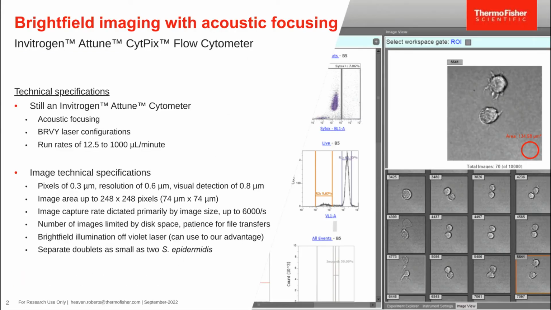So as I mentioned, I'm focusing today on the CytPix, and we can come back to this slide if there are questions, but I just want to emphasize this is still an Attune. And so the Attune cytometer line uses acoustic focusing, and you'll see that we're capturing very well focused images of a wide variety of cell types and across a wide range of run rates. And that is because of this acoustic focusing.